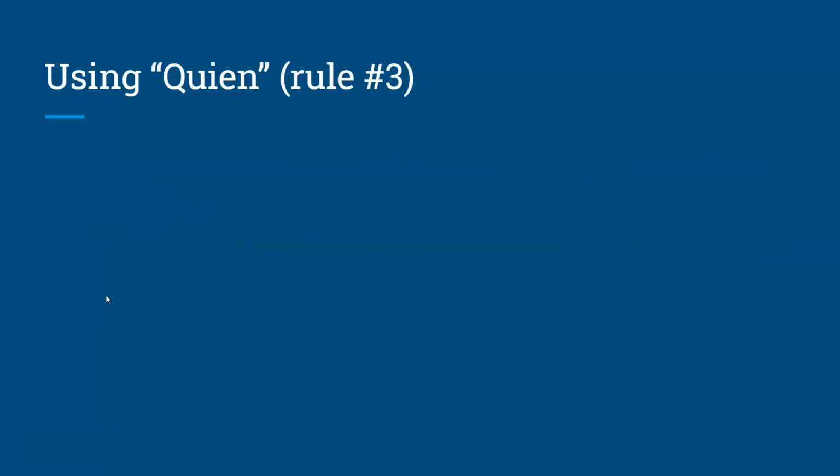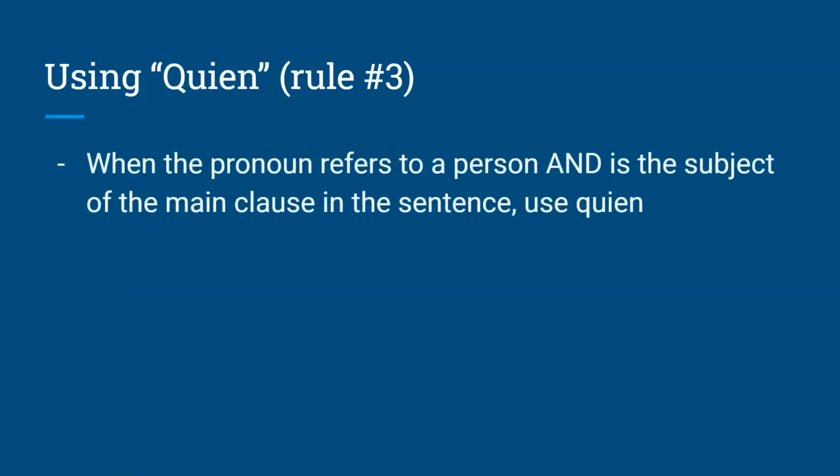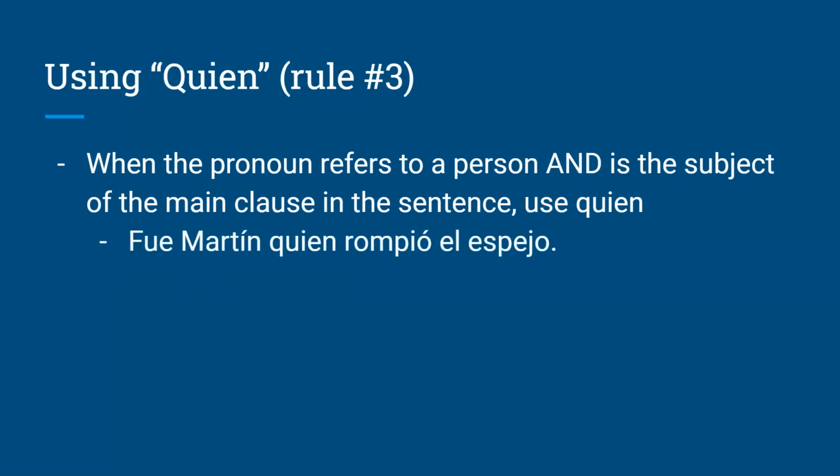Okay? And rule number 3, once again, keeping in mind that the very first thing we need to think about is this is still only with human beings. If it's not a human being, we don't use quien at all. Okay, but if we're still talking about human beings, then rule 3: when the pronoun refers to a person and is the subject of the main clause in the sentence, use quien. This is a little confusing, but I have a kind of a shortcut, at least for our purposes in this class, that you can use, okay?